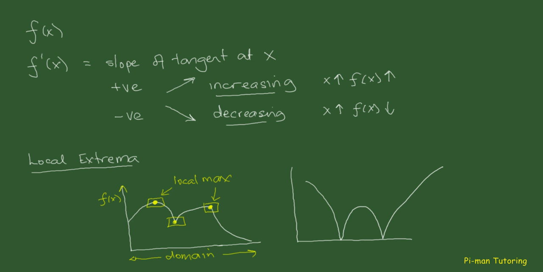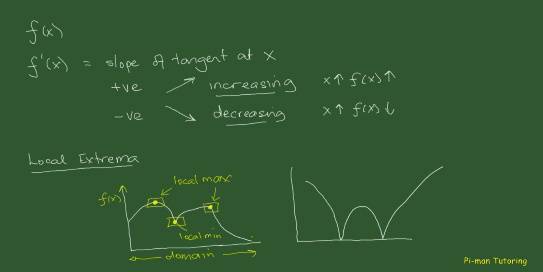And here, down in this little valley here, I have a local minimum. And that means that if I look to bigger values of x, f of x is getting bigger, and if I look to smaller values of x, f of x is getting bigger. And therefore I'm in a valley, I'm at a local minimum.